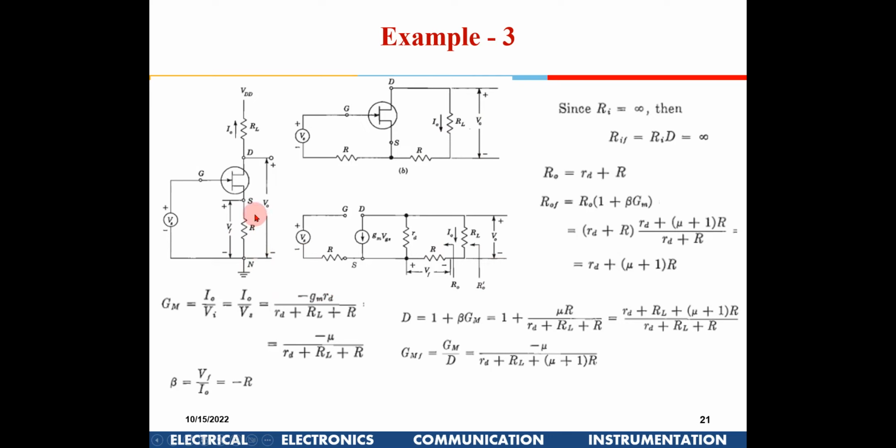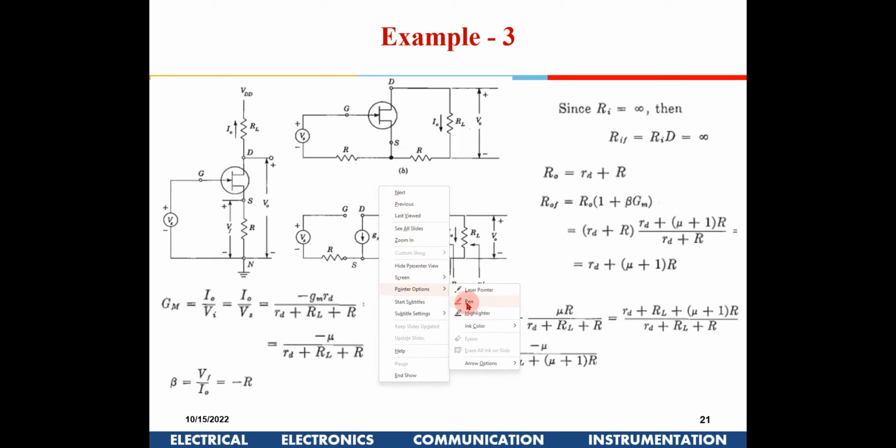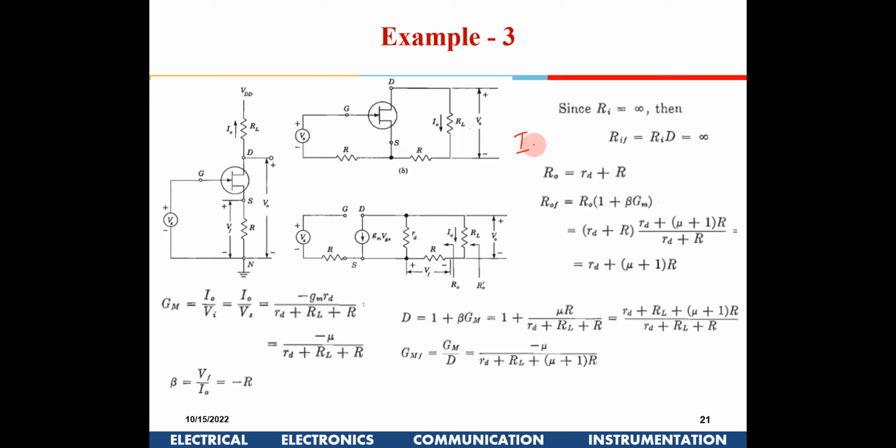Let me just cover this beta aspect. Beta is equal to V feedback divided by I0, correct? V feedback is this, right? So beta is R in this case, isn't it? Yes, beta will be R.